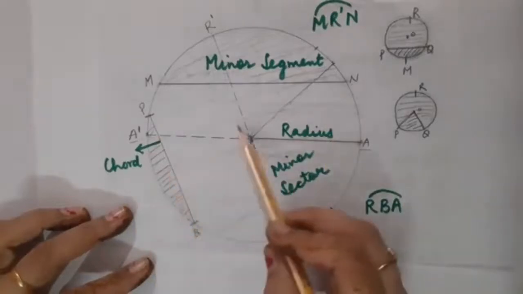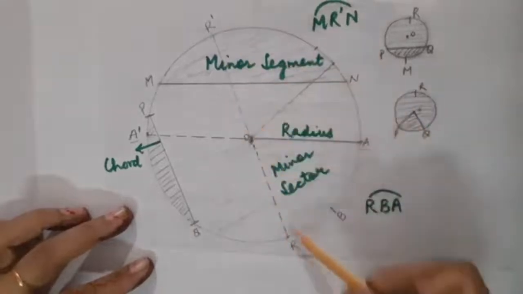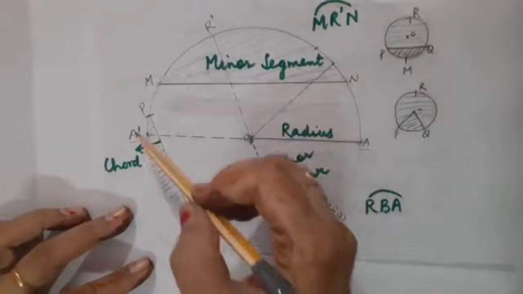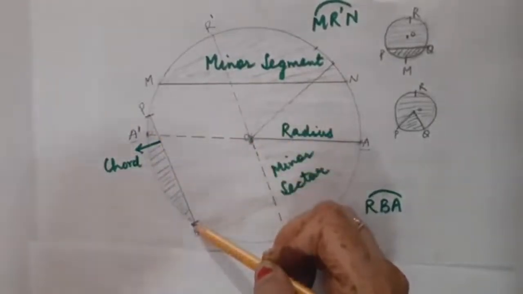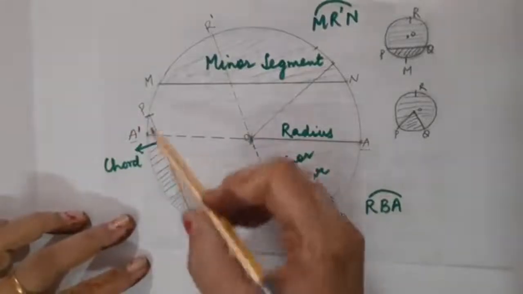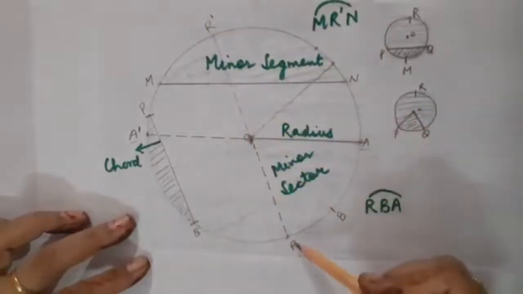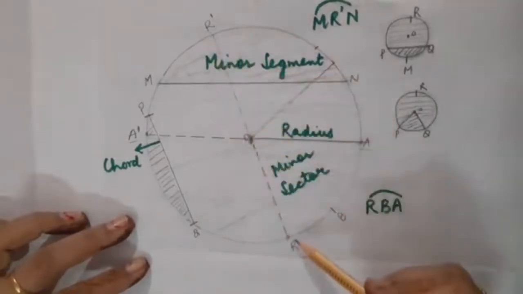So what is the difference between chord and a diameter? Both the endpoints of a diameter also lie on the circumference of the circle. Similarly, both the endpoints of a chord also lie on the circumference of the circle. But chord does not pass through the center. Here you can see. Fine. But diameter always passes through the center. Correct? So can we say that diameter is the longest chord?